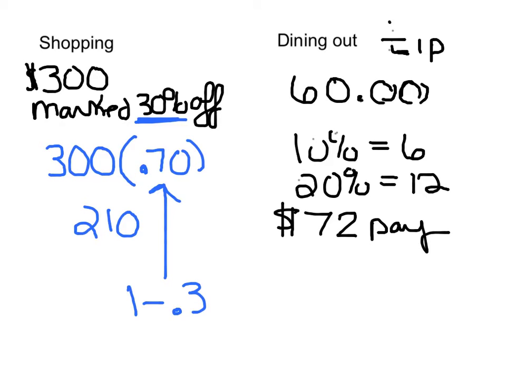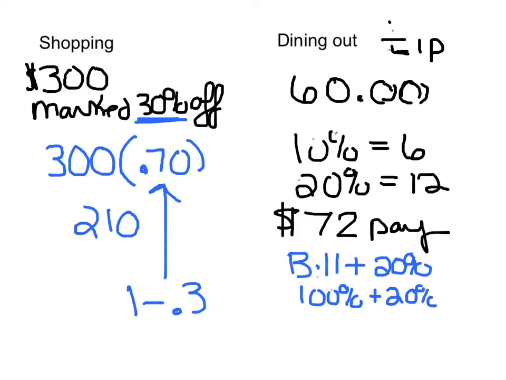So if I want to think about that more efficiently, what I could do is say, well, I have to pay my entire bill for $60, and I also have to pay a 20% tip. So you can think of this as I'm paying 100% of the bill plus 20% of the bill, and so I'm paying for 1.2 of the bill. And so if I were to take 60 times 1.2, I would get $72.